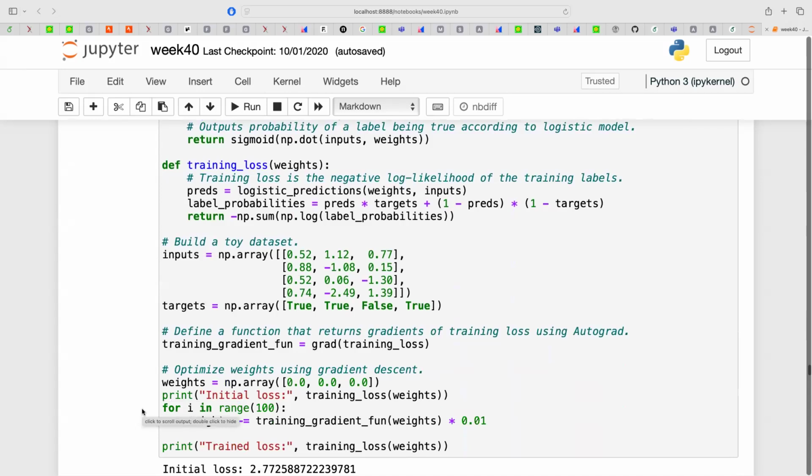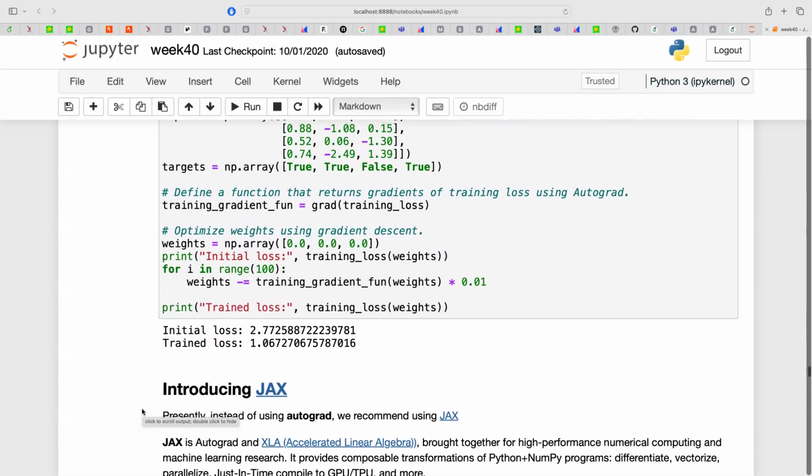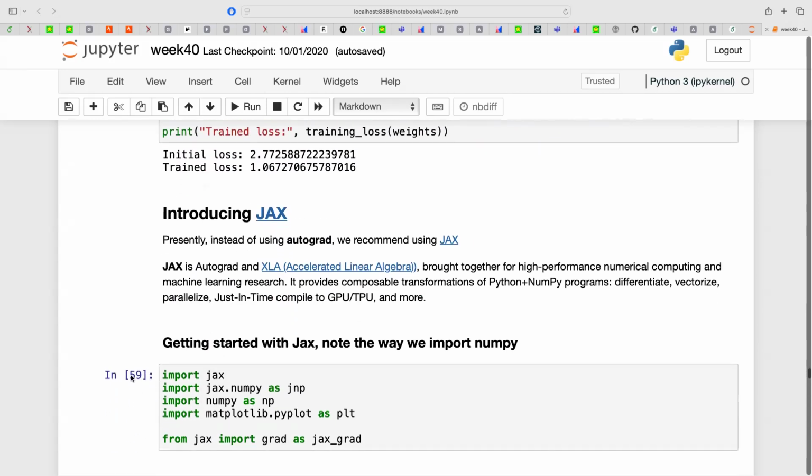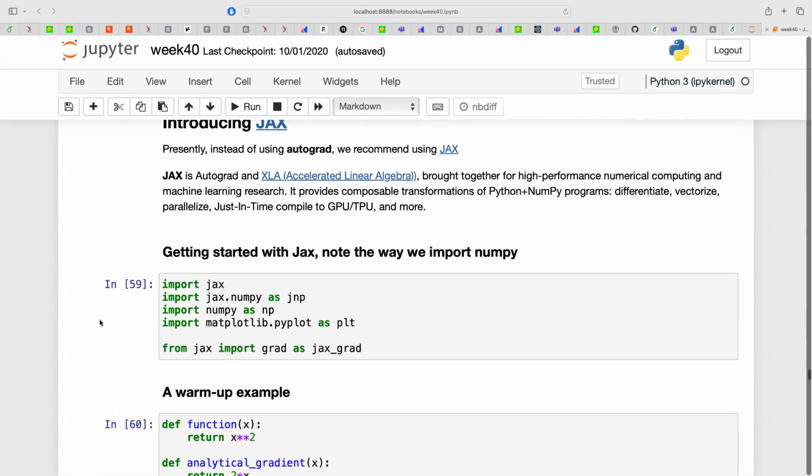There are some additional codes where you implement the same for logistic regression. But what I wanted to do now is to say a little bit about automatic differentiation, because this is something which most of you have not heard of. Is there anyone here who's heard of automatic differentiation?